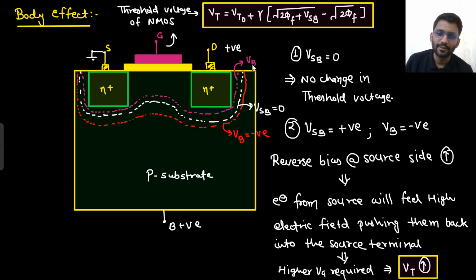This VB is positive. So here the depletion width is getting reduced, so there is a large flow of electrons and that will increase the current. So at lower VG only you will get some current. So your threshold voltage is decreased.